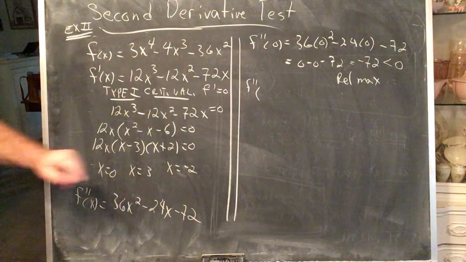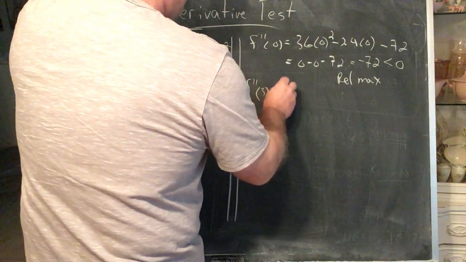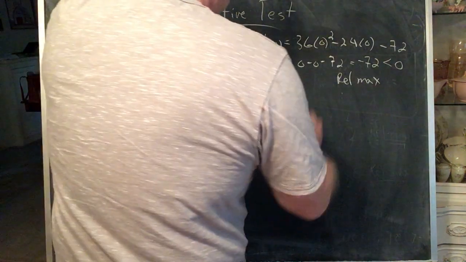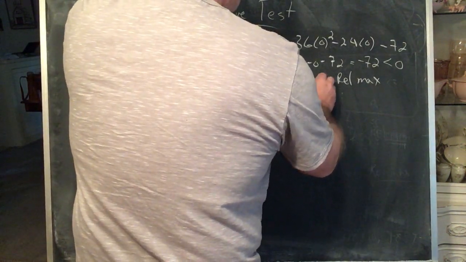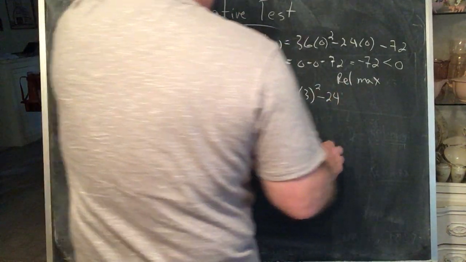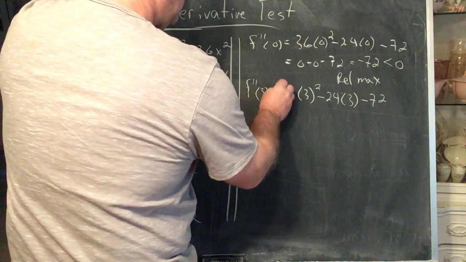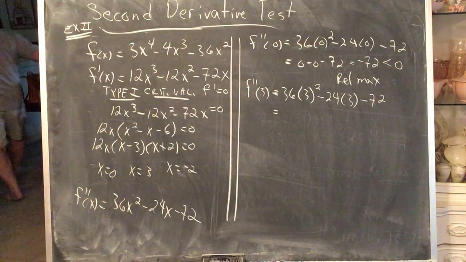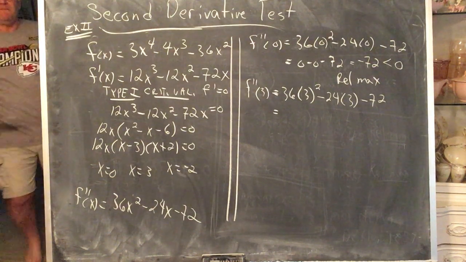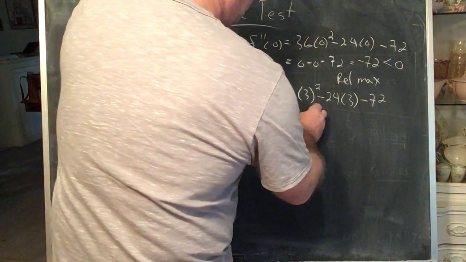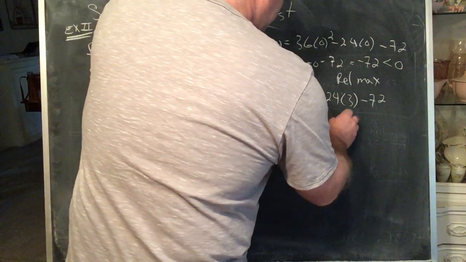Again, in no particular order, I'll just go with them as I have them here. F double prime at 3. The numbers get a little big, but I'll use a machine if I need it. So 36 times 3 to the second minus 24 times 3 minus 72. I think I have those worked out here somewhere. F double prime at 3, I believe, works out to be 180, which is greater than 0. And greater than 0 means it's a relative minimum.